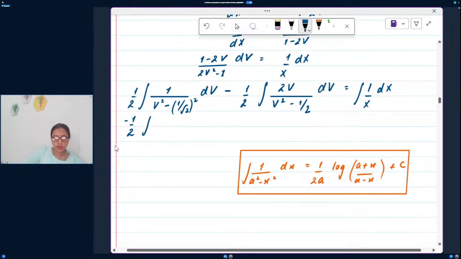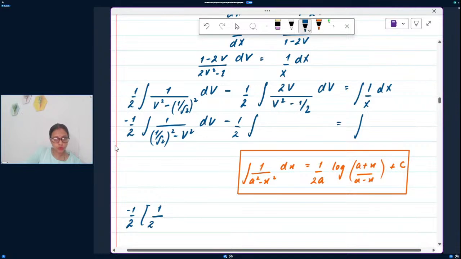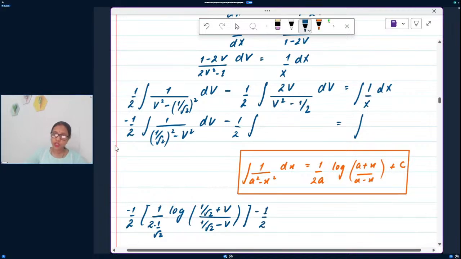So if I take minus common, it becomes 1 by root 2 whole square minus v square dv, right? And you see here, you just need substitution. This is same. So in this part, let's apply the formula, minus 1 by 2, and what is it? 1 by 2a. So 1 by 2 times 1 by root 2, right? Log of a plus x divided by a minus x. So 1 by root 2 plus v divided by 1 by root 2 minus v. Minus 1 by 2. Achha. Now in integration of this, you just have to substitute this denominator as t.